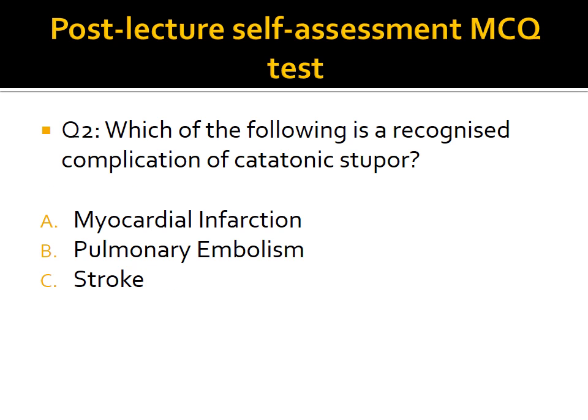Question 2. Which of the following is a recognized complication of catatonic stupor? Is it myocardial infarction, pulmonary embolism, or stroke? If you want, you can pause now. And the correct answer is B, pulmonary embolism.